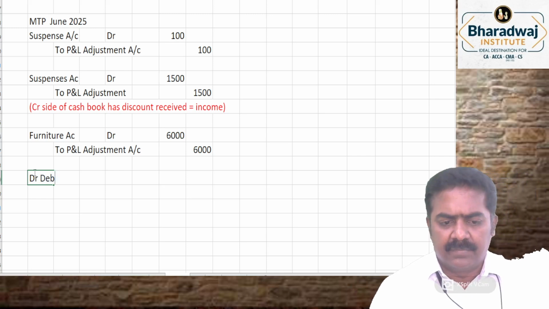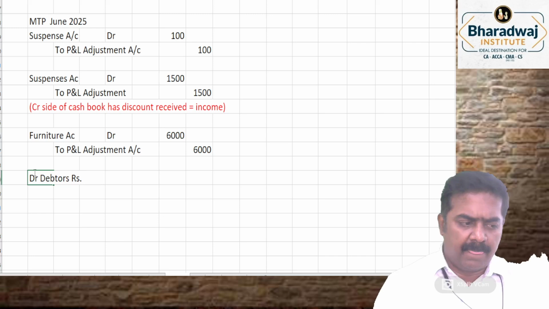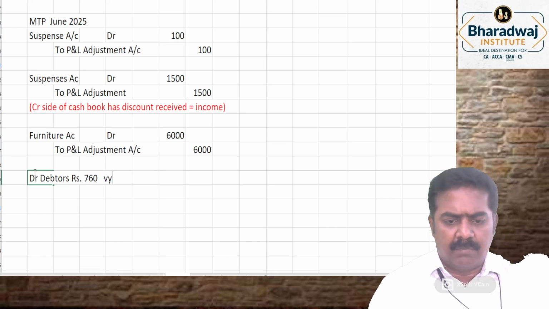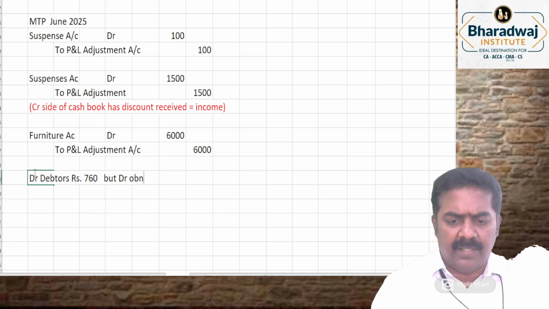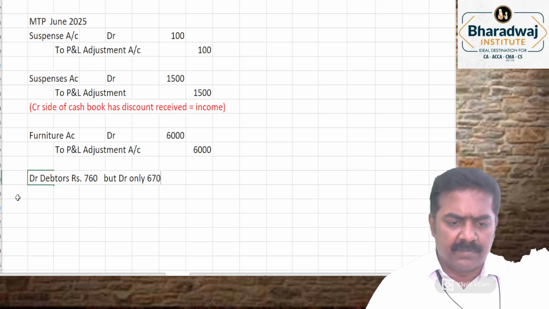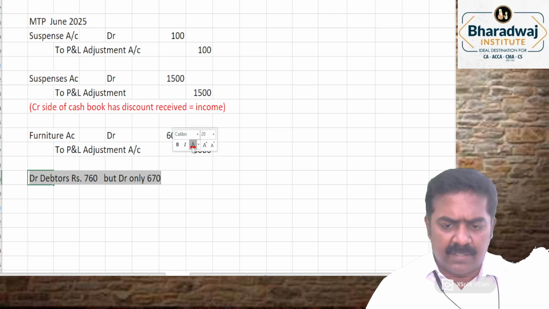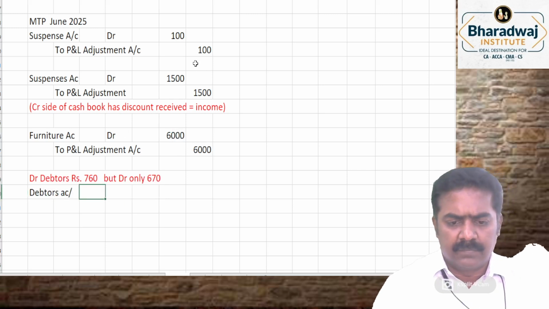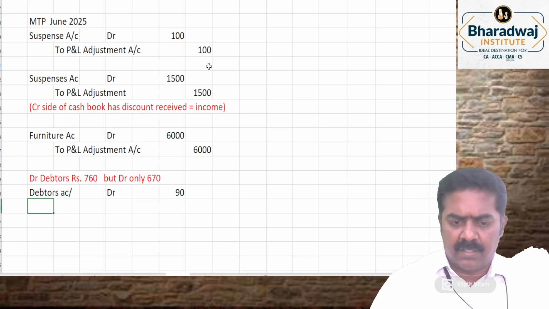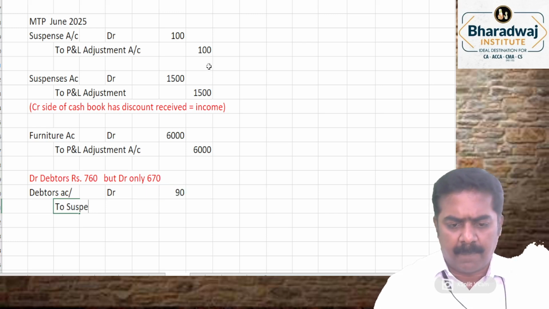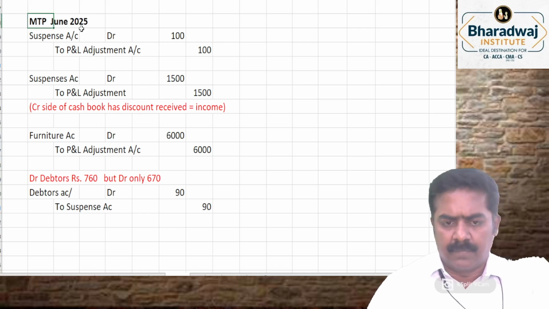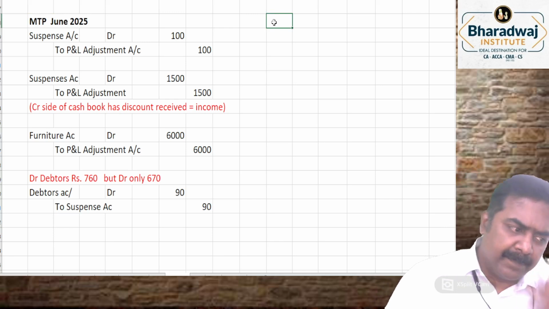Next, look. 760. But we debited only 670. So debit further. We should debit 760 but debited only 670, so debit the difference amount. Debit how much to the account? 90 to suspense. If we debited a lesser amount, debit further. Take it.